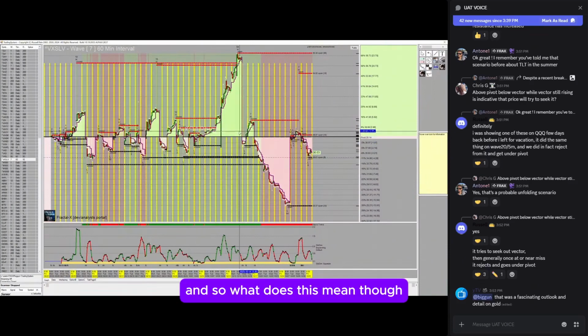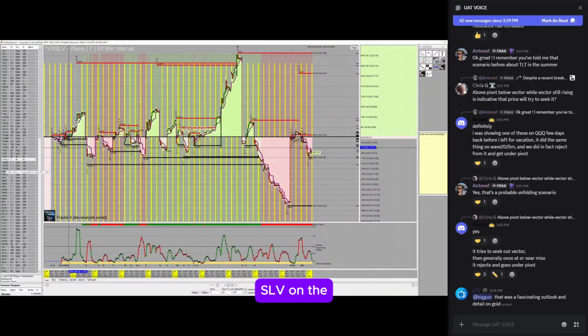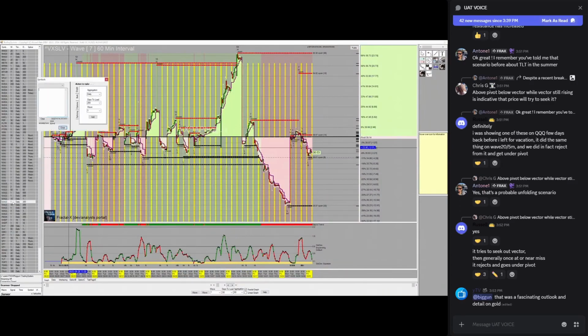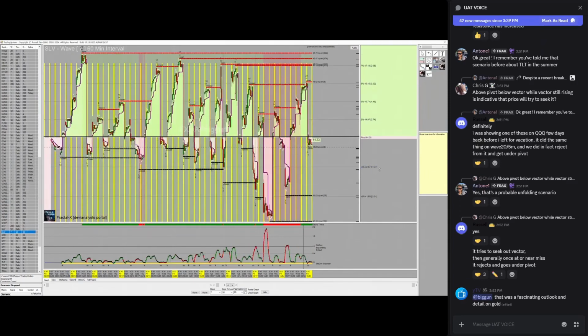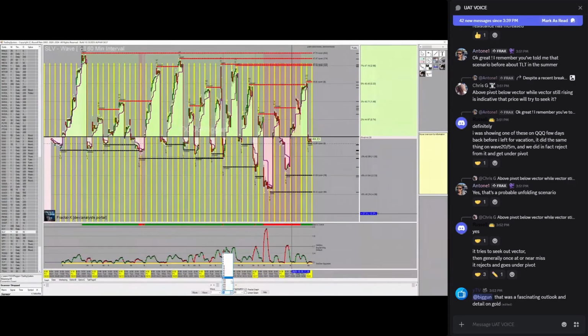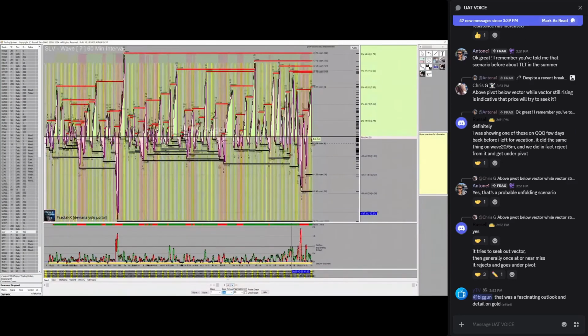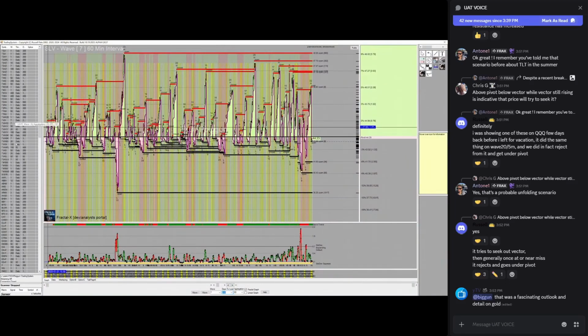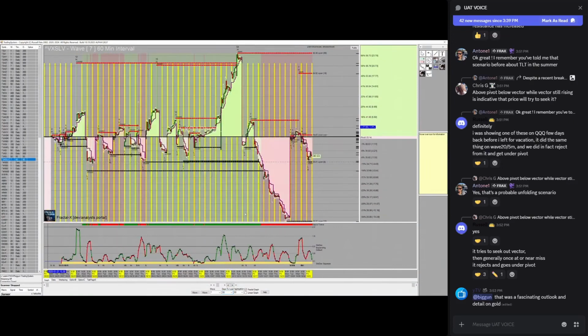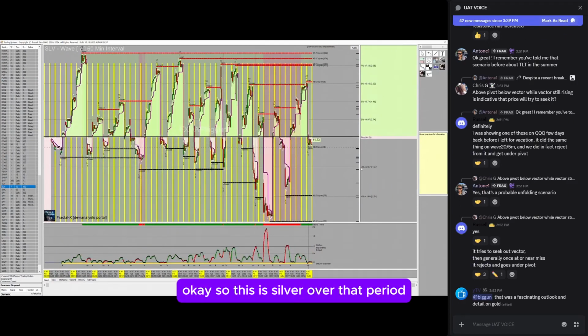And so what does this mean in terms of the price of silver? Let's look at SLV on the 60 minute. Hold on. All right, so hopefully this is a similar period. Let me make sure this is the right time frame we're looking at. Okay, so this is silver over that period.